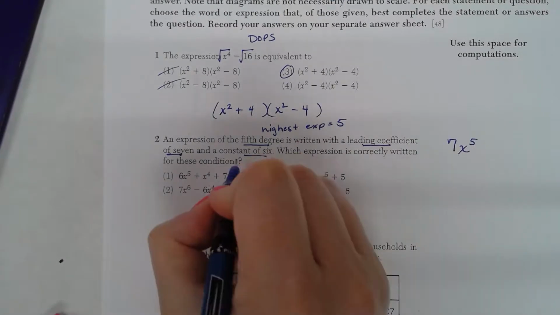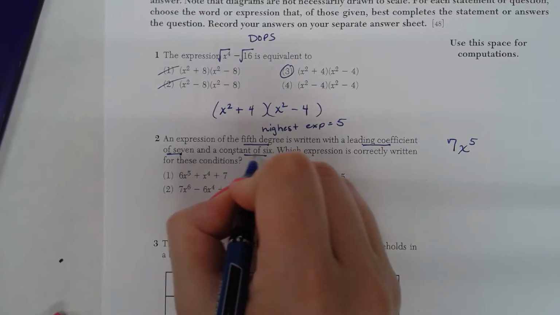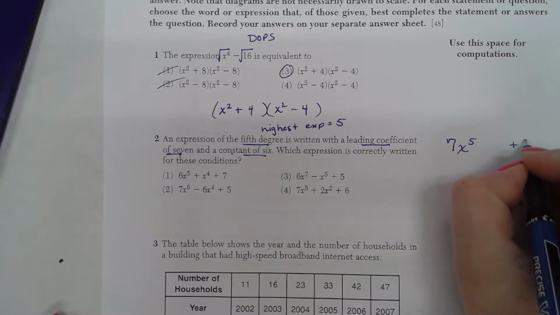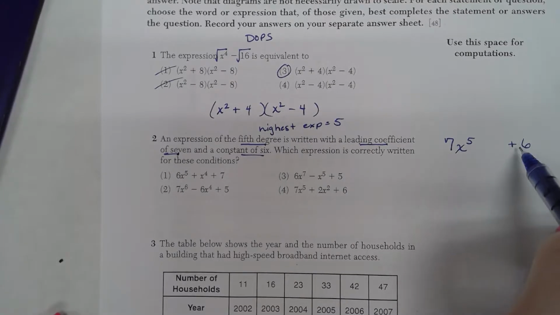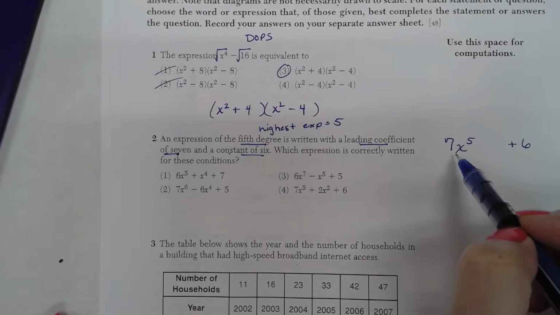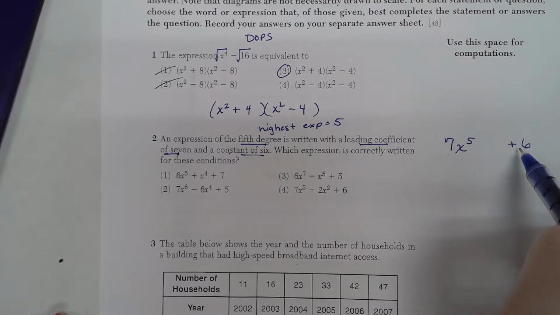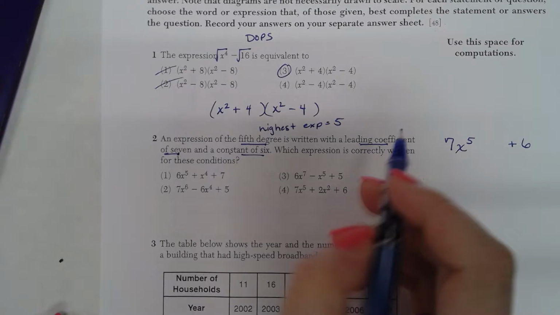And a constant of 6. That means that I have a plus 6 somewhere at the end. I might have something in between, but I have a constant of 6. That means I have a 6 with no x's. So I'm trying to find something that has this at the beginning and this at the end. And choice 4 it is.